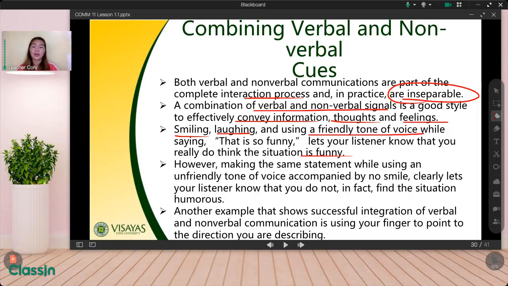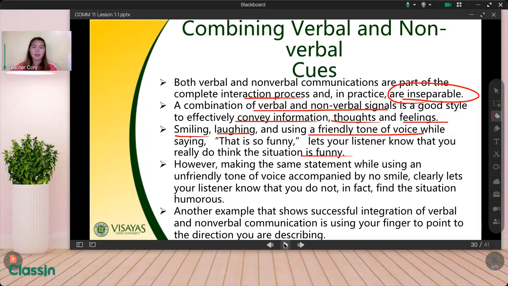Another example that shows successful integration of verbal and nonverbal communication is using your finger to point in the direction you're describing. If someone is asking you for directions, you try to aid it by pointing using your finger, using your hand. That makes the message clear enough to be understood by another person.